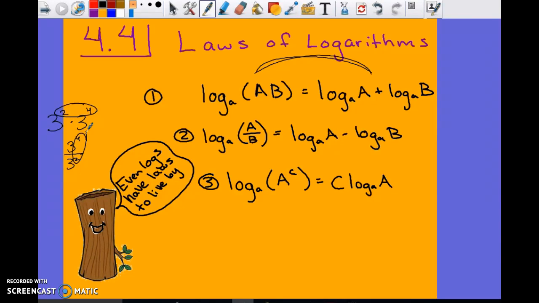So, the base doesn't really matter as long as it's matching, and if you see something being multiplied together, we can expand that to be addition. If you see division, you can expand it to be subtraction. If you see an exponent, you can bring that exponent down. So logs undo exponents, and we're really getting into that important stuff of actually solving these logarithmic equations. So make sure you write those down.